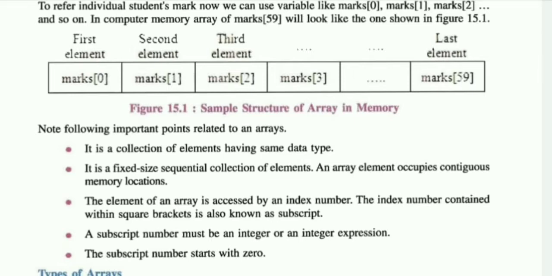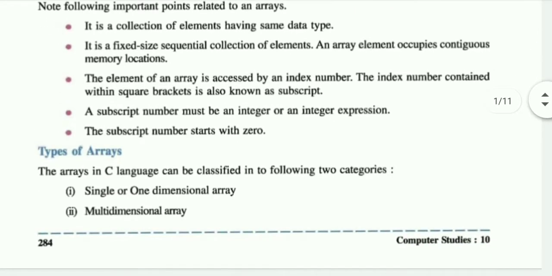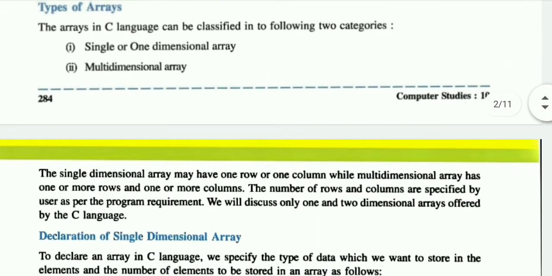Then the next concept is coming, that is how many types of array we have in the C language. So there are two types of array. One is the single dimensional or one dimensional array, and the second is the multi-dimensional array. The single dimensional array may have one row or one column. So in the one dimensional array, either we are having one row, meaning we are storing the data in horizontal form, so it has only one row. And when we are storing the data in vertical form, then it has only one column.